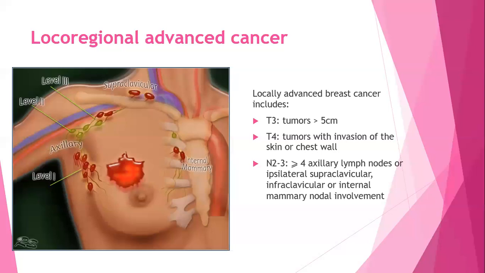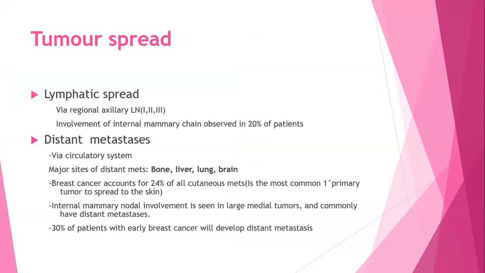Locally advanced breast cancer includes T3 tumors, which are greater than 5 centimeters, or T4 tumors with invasion of the skin or chest wall. Here we have nodal disease where you have more than 3 axillary lymph nodes, or ipsilateral supraclavicular nodes, infraclavicular, or internal mammary nodal involvement. Tumor spread in breast cancer can be via lymphatics through the regional nodes, and also via the circulatory system, and that's how you get metastasis to distant sites.